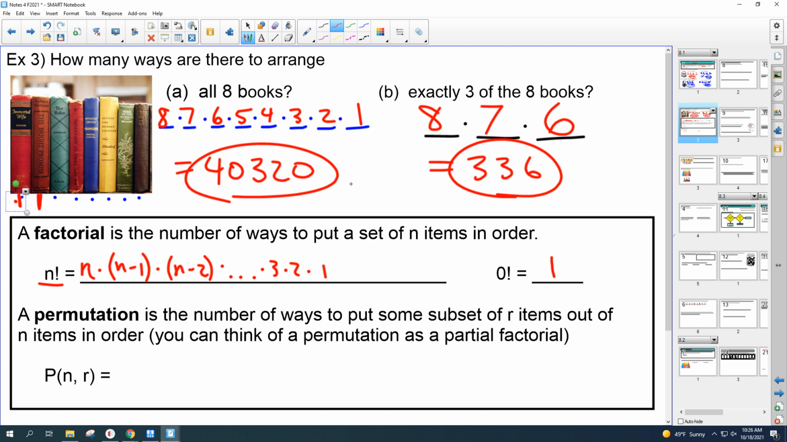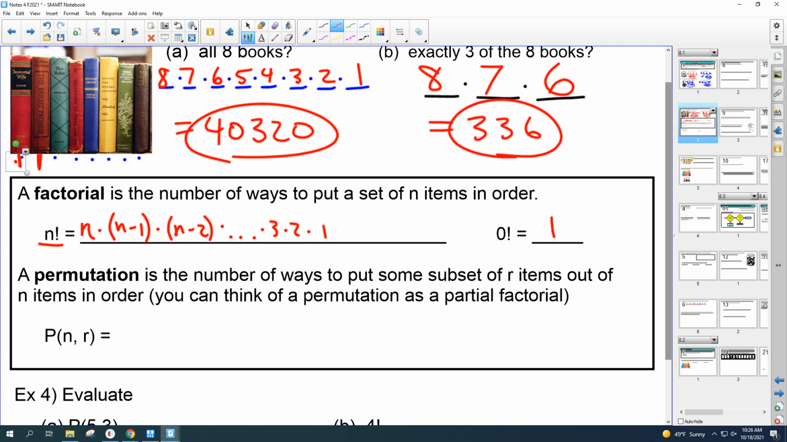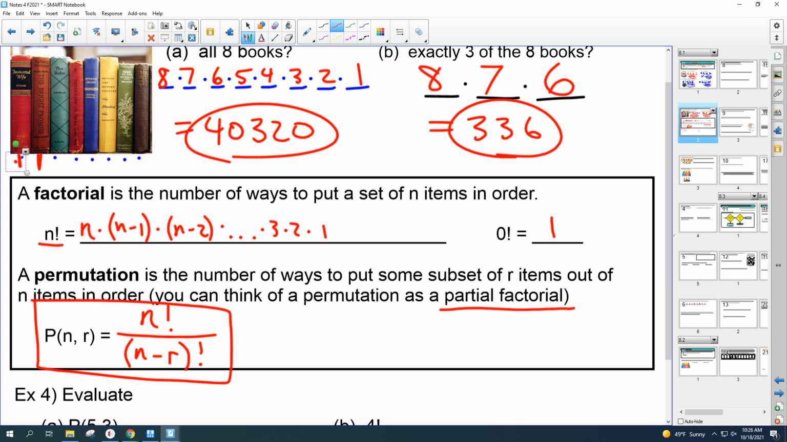Now, if we're talking about a permutation, a permutation is the number of ways to put some subset of r items out of n items in order. And you can think of a permutation as a partial factorial. So if you're ever doing part of a factorial, that is a permutation. And the formula for that is n factorial over n minus r factorial. I'm not going to have you memorize that formula, but it's useful to know that's how it's calculated.